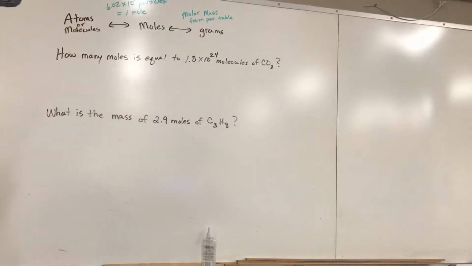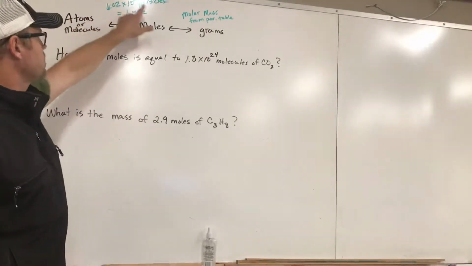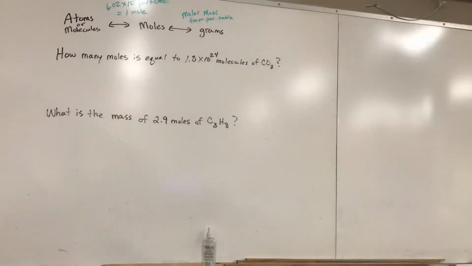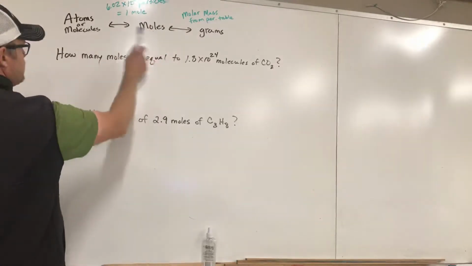Just like a dozen donuts represents 12, a dozen eggs represents 12. An egg and a donut are not the same thing. An atom and a molecule are not the same thing, but the amount of them, if there's this many particles, 6.02 times 10 to the 23rd, there is 1 mole of them. Okay, so there's our conversion factor for this transformation.